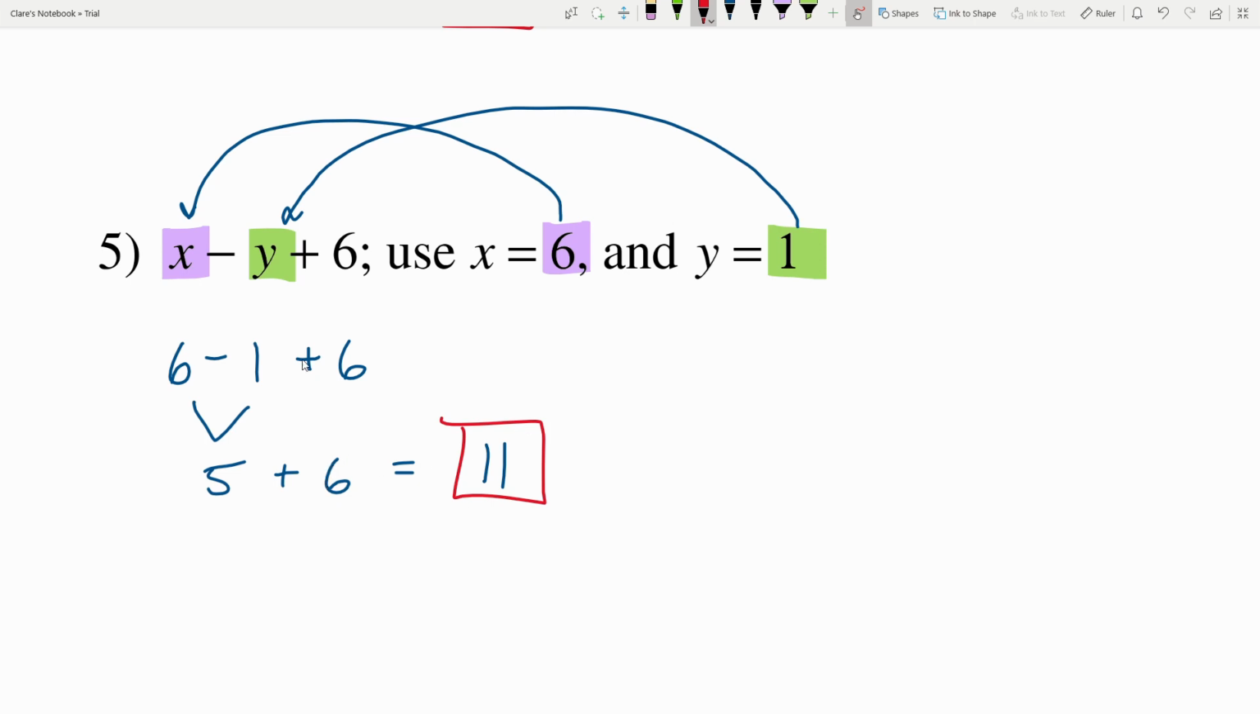And again, if you're confused on why I did subtraction before addition, check out my order of operations worksheet or check out my order of operations lesson video. Now, let's go on to number 6.